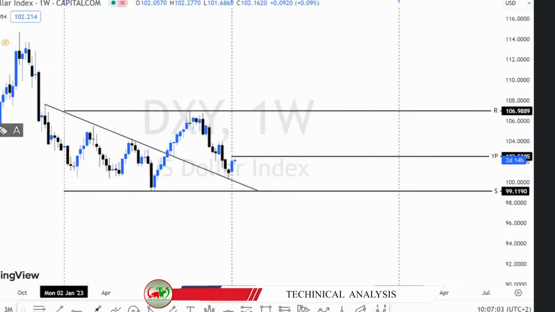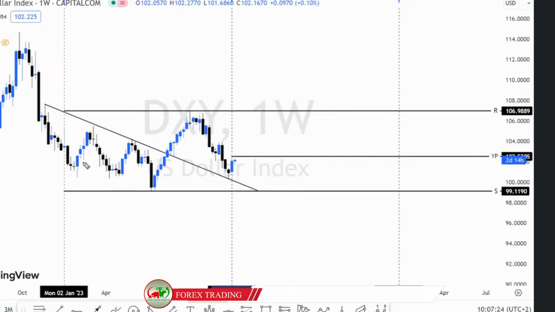If you see this first vertical line here, this is the beginning of 2023. This is the end of 2023, of course the beginning of 2024, and this is where the year 2024 will end.